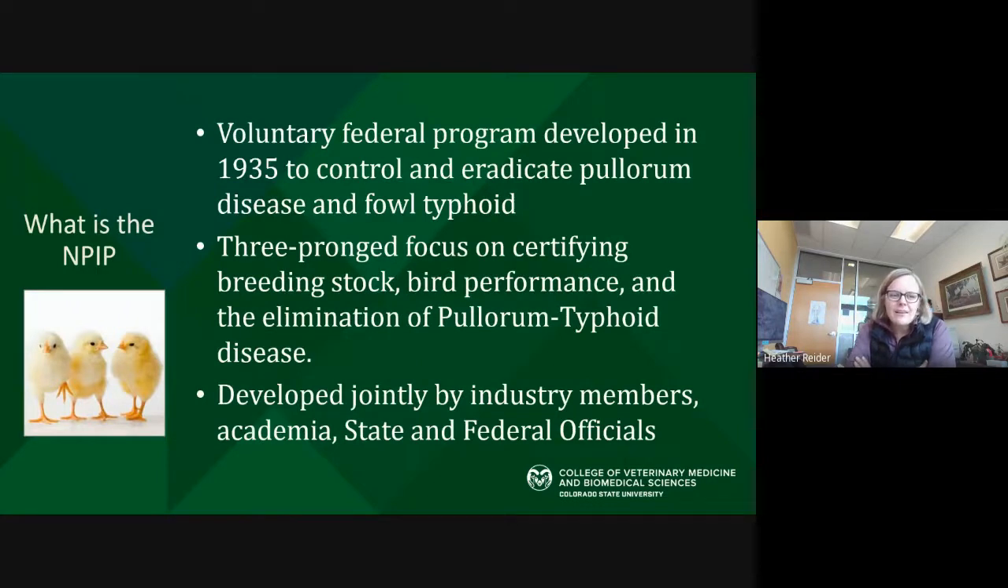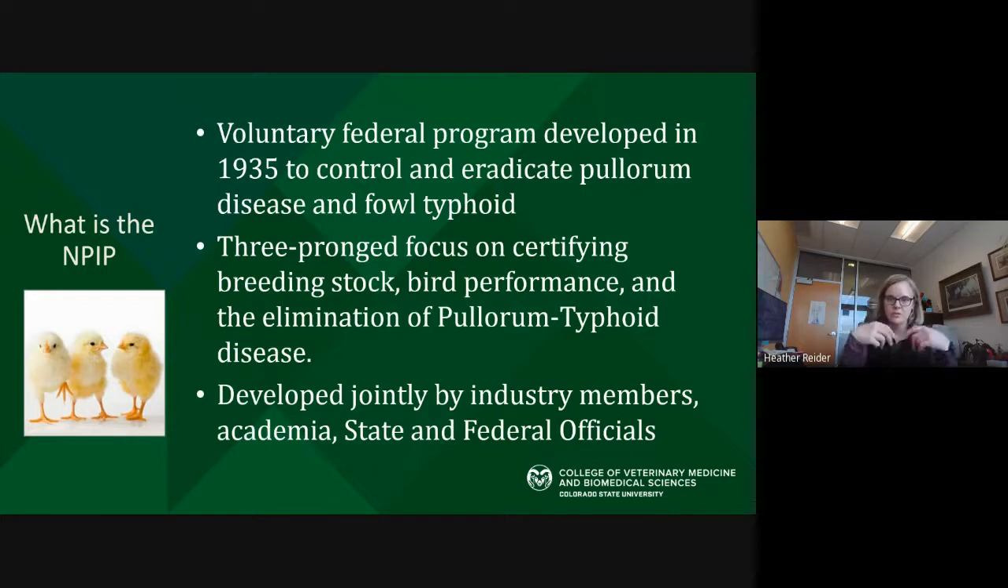Yeah, a lot of people on here probably know what the NPIP is, but just for those of you who don't, a quick overview. This program came about in the 1930s. There was a big outbreak of pullorum and fowl typhoid. It basically brought down the U.S. poultry industry. So the poultry producers at that time, academia, and the federal government got together and put together the National Poultry Improvement Plan. Now, it has definitely grown since 1935.